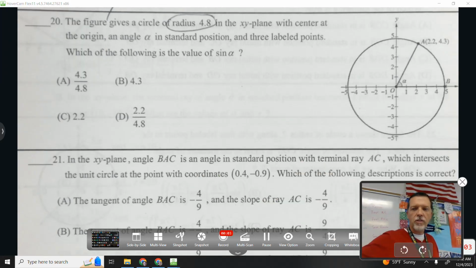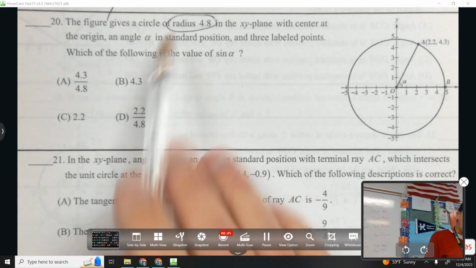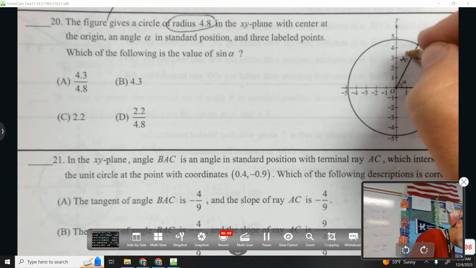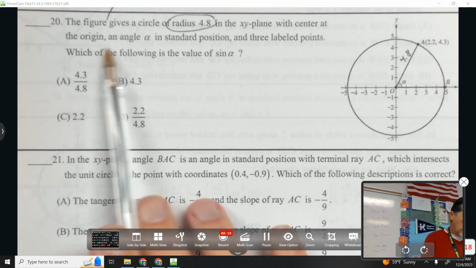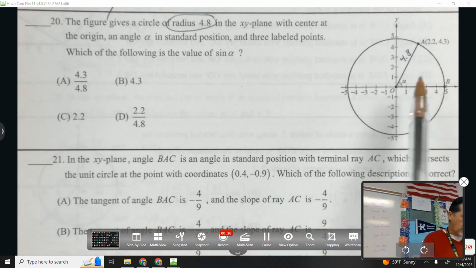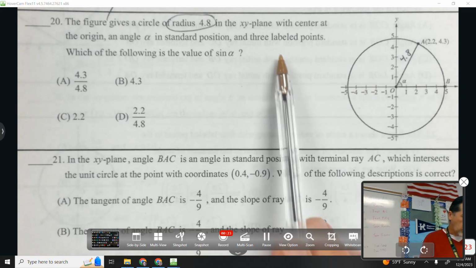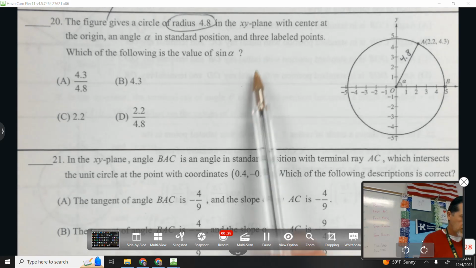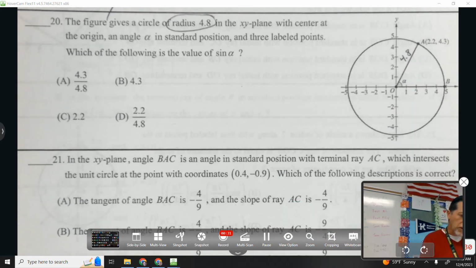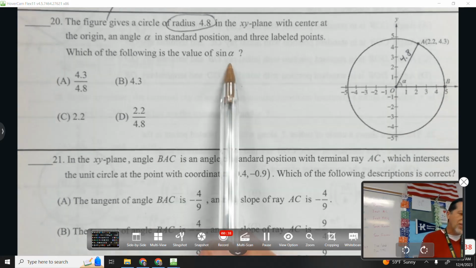So looking at worksheet 9 as a review, radius is 4.8. And so, yeah, it expands the unit circle by a factor of 4.8. We could phrase it that way. Let's see. Center at the origin. There's our angle. 3 labeled points. I don't see 3 labeled points. I see 1 labeled point. Oh, I guess point B and the origin, maybe? I don't know. What is the value of the sine of alpha?